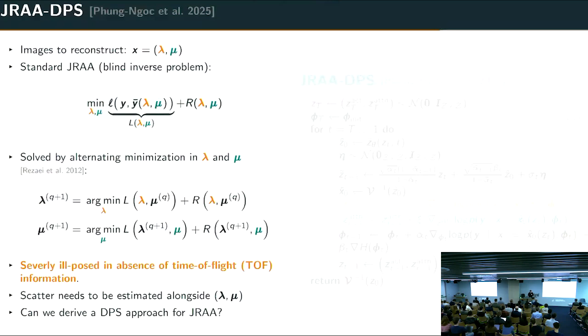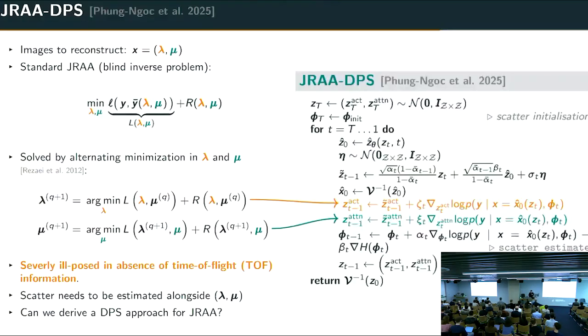And this is typically solved, again, with an alternating minimization in lambda and mu. So we estimate lambda, then mu, and so on, until convergence. However, this is very ill-posed in absence of time of flight information. Also, we need to estimate scatter alongside lambda and mu, because scatter is traditionally estimated from the attenuation image, which we don't have. So this motivates the question, can we derive a DPS approach for JRAA? And yes, we can. So we developed this method.